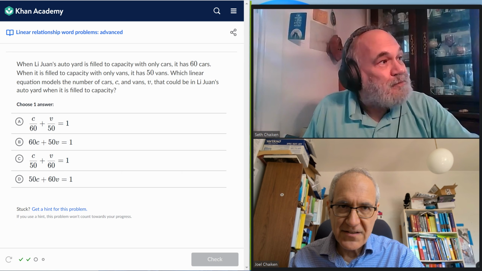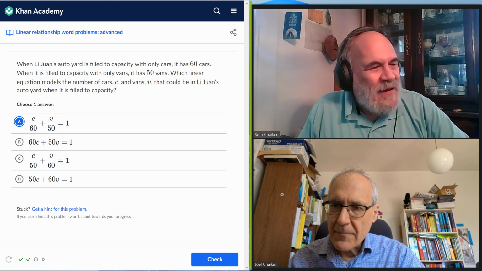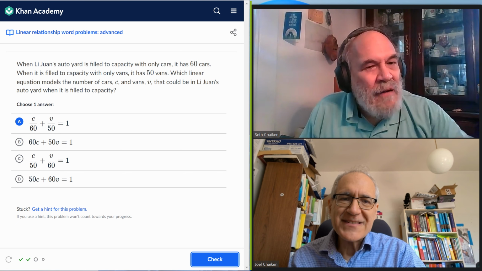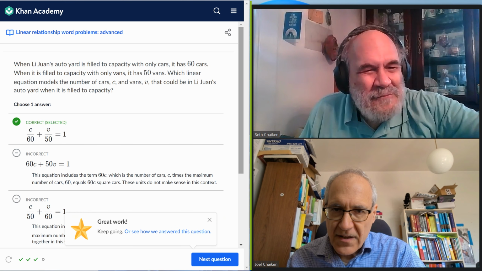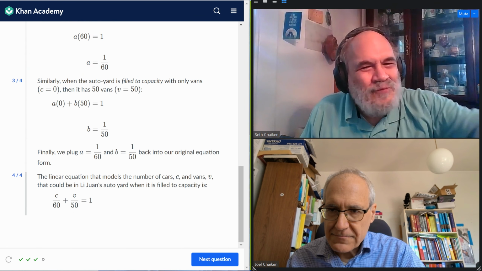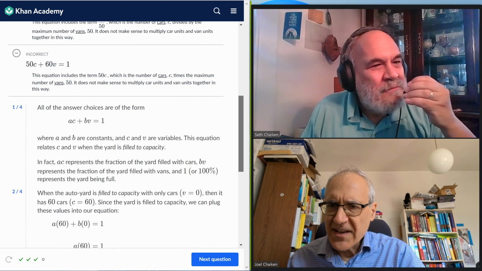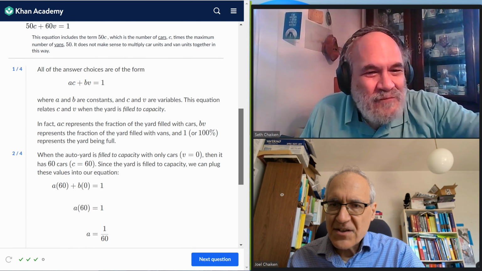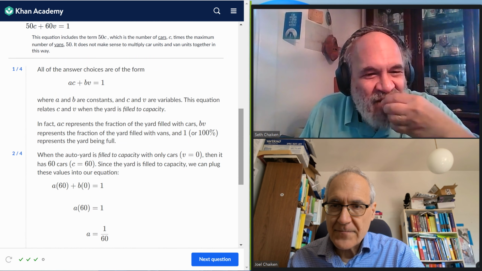This is not an obvious, easy problem to figure out, and you have multiple approaches to it. Essentially that's what Seth did. Seth just saw which one worked. Okay, how did we answer it? Four steps. All the answer choices are of that form. That's a good observation. This equation relates C and V when the yard is filled to capacity.